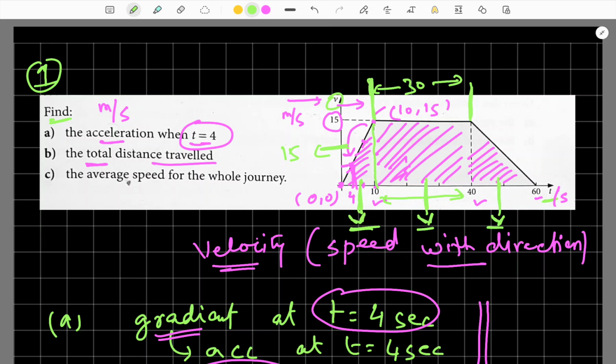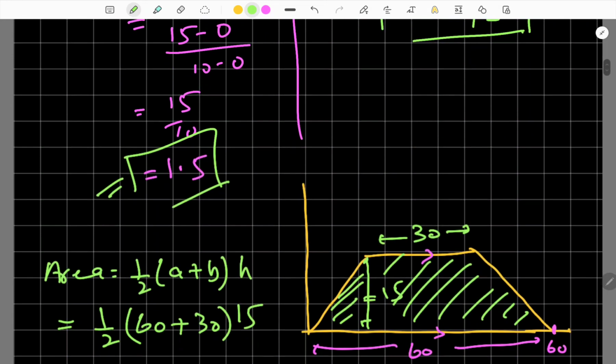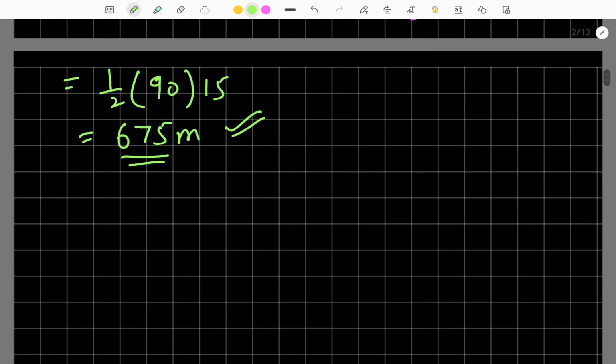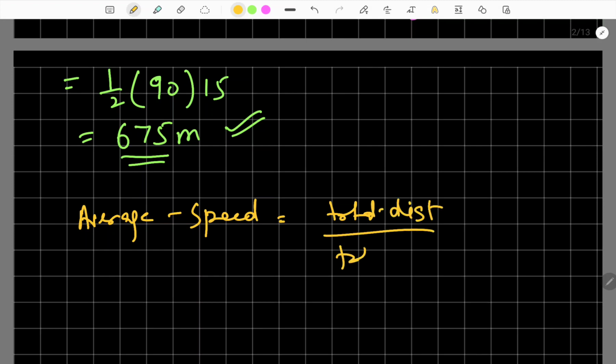ठीक हो गया बेटा? Okay. Final part, the average speed for the whole journey. ठीक है? चलो अब जरा मुझे बताओ, what is the formula for the average speed? ये जरा मुझे बताओ. Average speed बेटा. चलो. Total distance over total time. ठीक है बेटा?